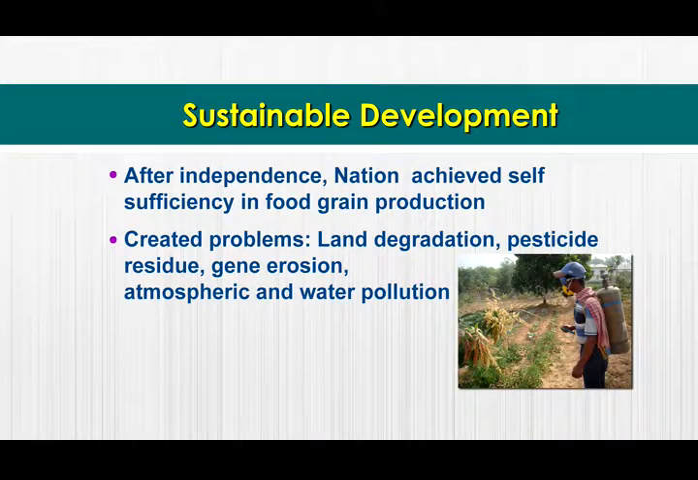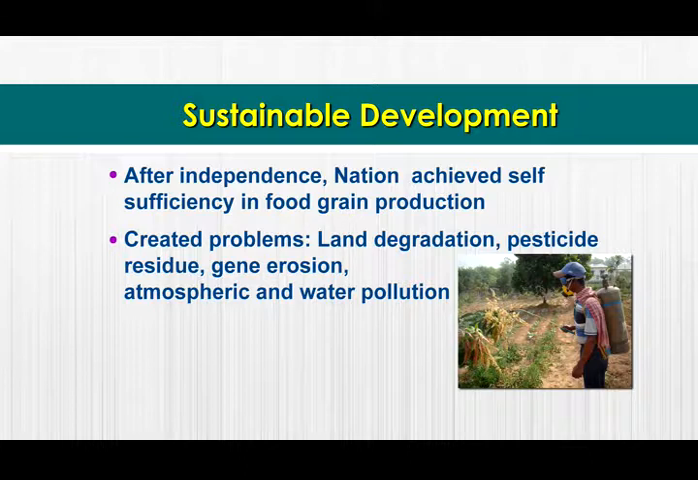Now another scope for agriculture is sustainable development. After independence we have achieved sufficient food grain production. What we have done for achieving self-sufficiency in food grain production is that we have increased the area under crops. Then we have developed water resources for irrigation. Then we have increased the input supply, particularly fertilizers, pesticides and high yielding variety seeds. Then we have created market infrastructure and we have given price support also. Then we have developed high yielding varieties which are responsive to these higher inputs like fertilizer, pesticides and seeds.